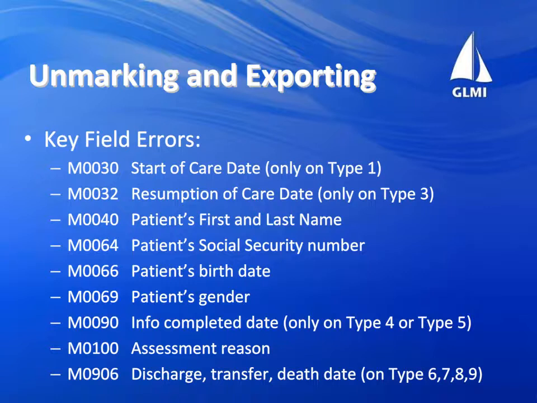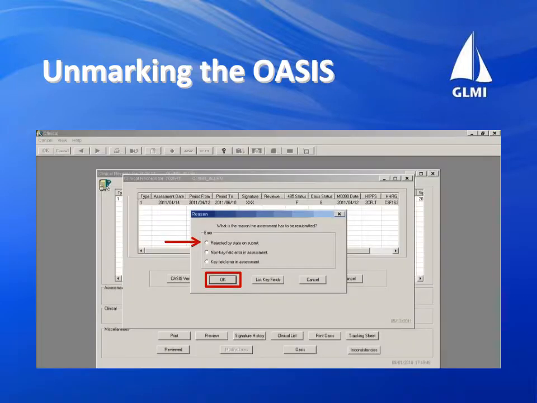And take note that some of these items are only necessary on certain type assessments. Now select the appropriate error and click OK. You can also click the List Key Fields button to determine whether the OASIS error is a key field or non-key field error. Now, the OASIS final validation report that you retrieve will indicate that the record was rejected.